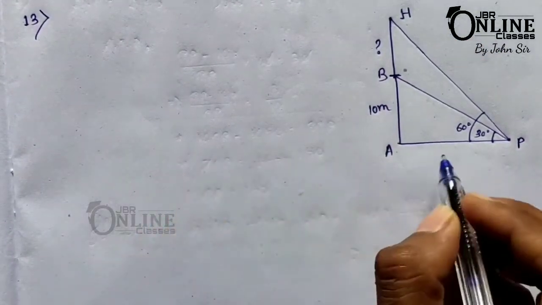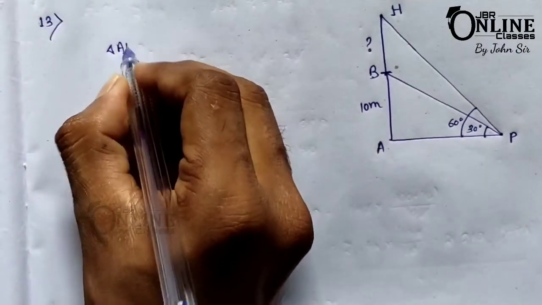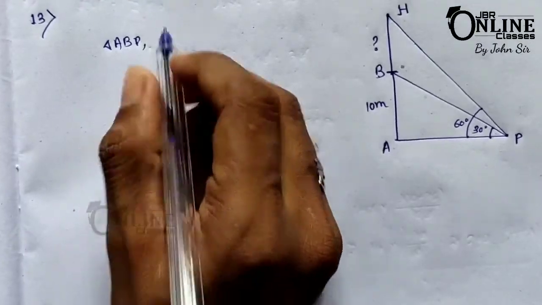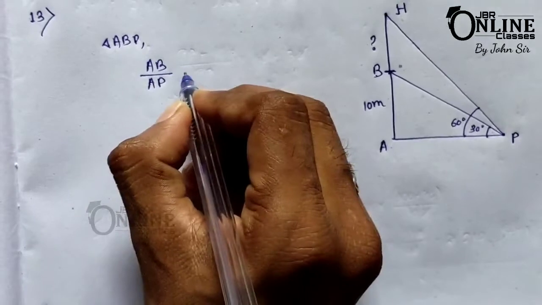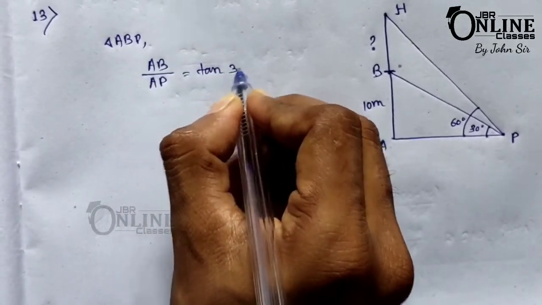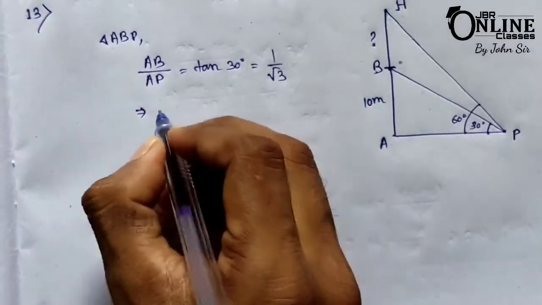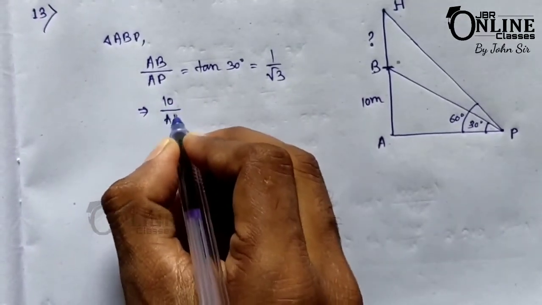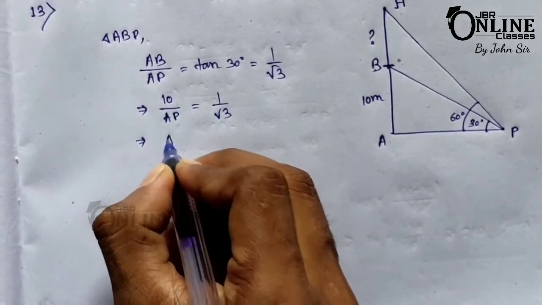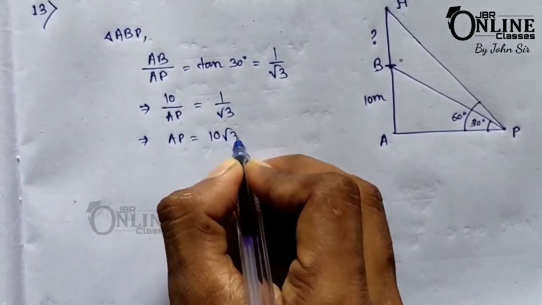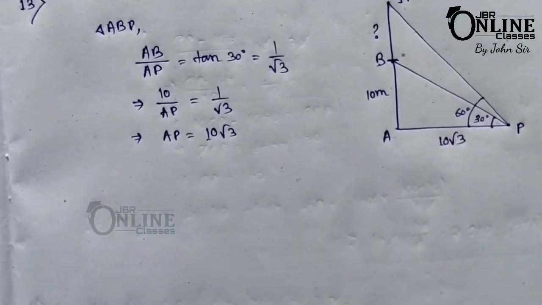Now from the triangle ABP, we get that AB, that means perpendicular, by base, that means AP, equals tan 30 degree. Now value of tan 30 equals 1 by root 3. So here AB equals 10 meter and AP equals 1 by root 3, so AP equals 10 root 3. That means the base of the triangle equals 10 root 3.